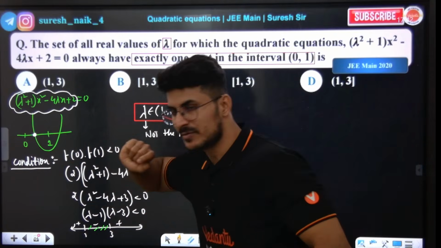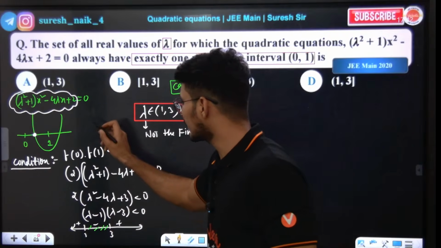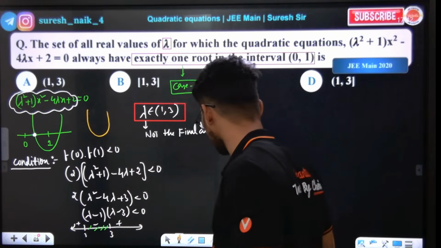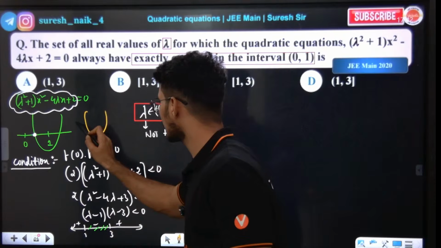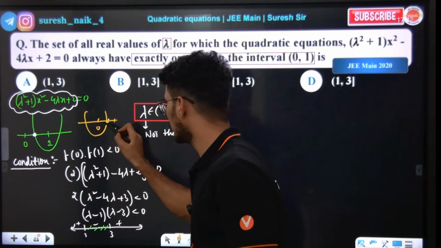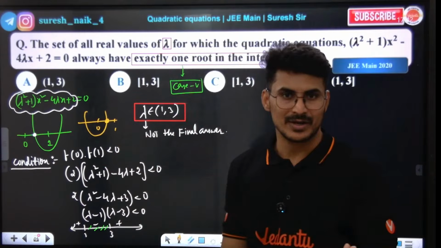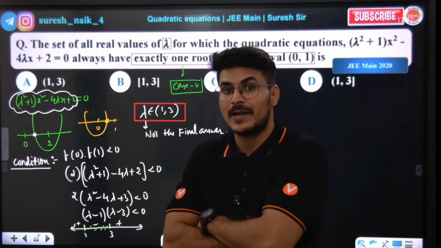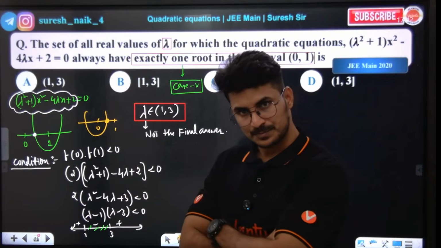So this is one possibility. Or the graph can even be like this. This is 0, this is 1, and this is 1 root. Check, one root lies between 0 and 1. This is a possibility. And there is one more possibility, I'll tell you.